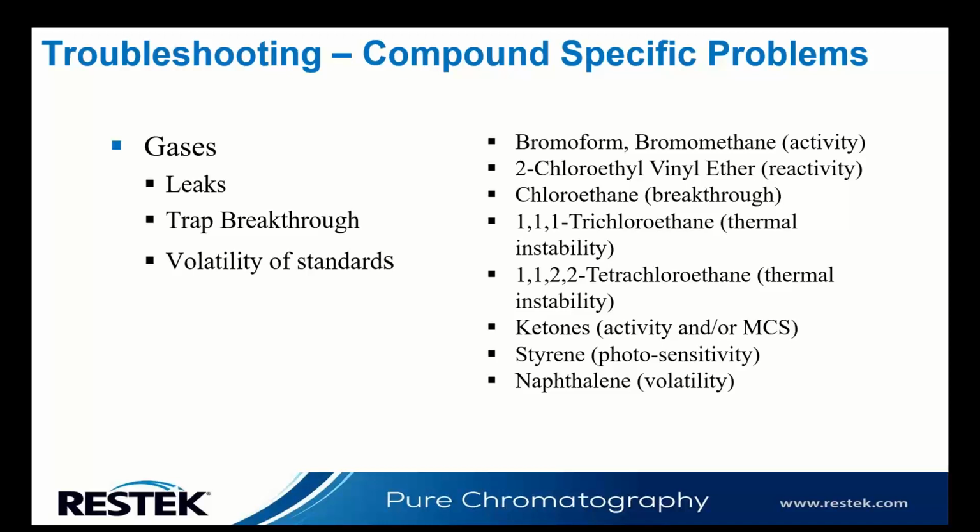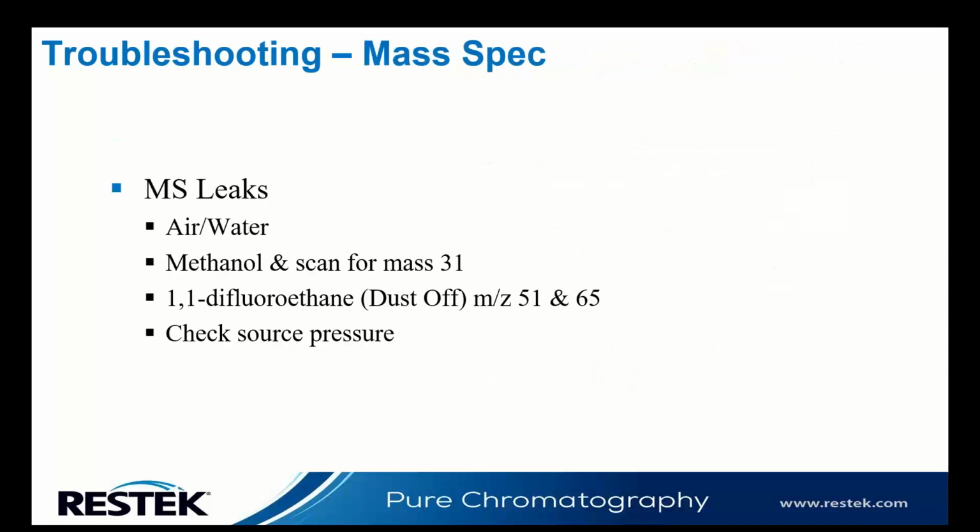And then naphthalene. So naphthalene, we say volatility, but it's also those cold spots is one thing. So troubleshooting the mass spec, we're doing our air water check. We want that to be below 5% for nitrogen and our nitrogen and water. So it's basically our air water check, and that's 28 and 18. We can use methanol and scan for 31, but generally that takes a little bit of time.